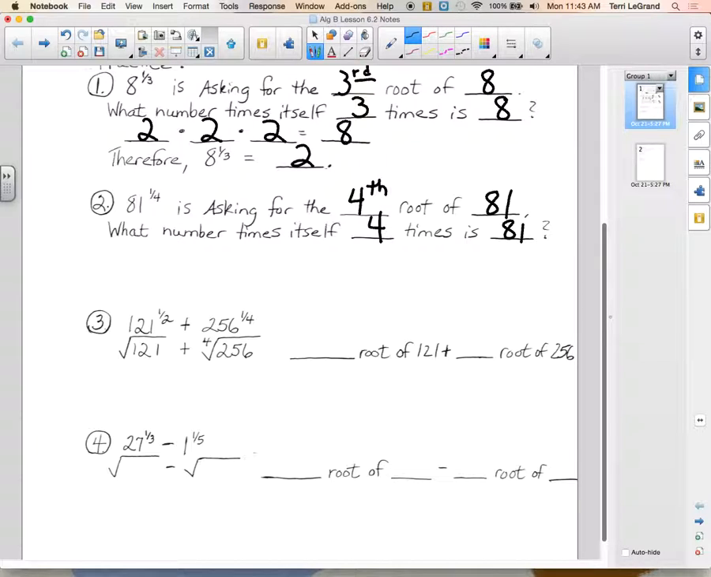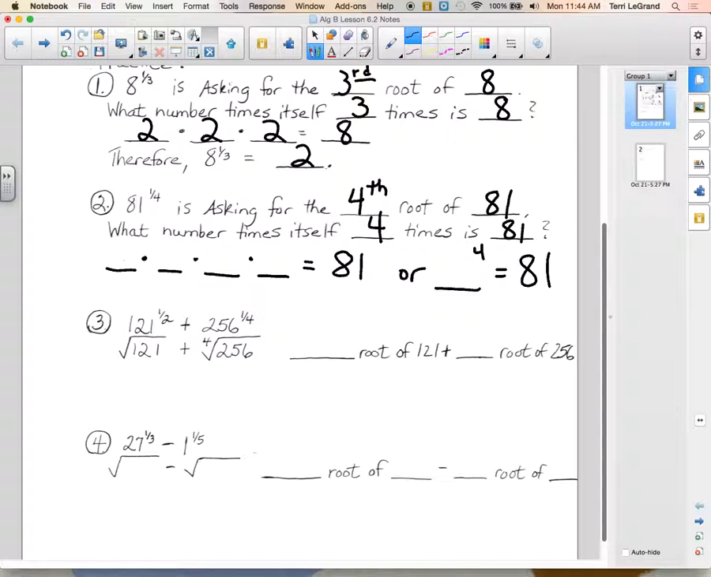So here's what we're going to do to show work. We're going to say what times what times what times what equals 81, or what raised to the 4th power equals 81. Isaac? 3. Should be in your powers table. 3 raised to the 4th power equals 81.